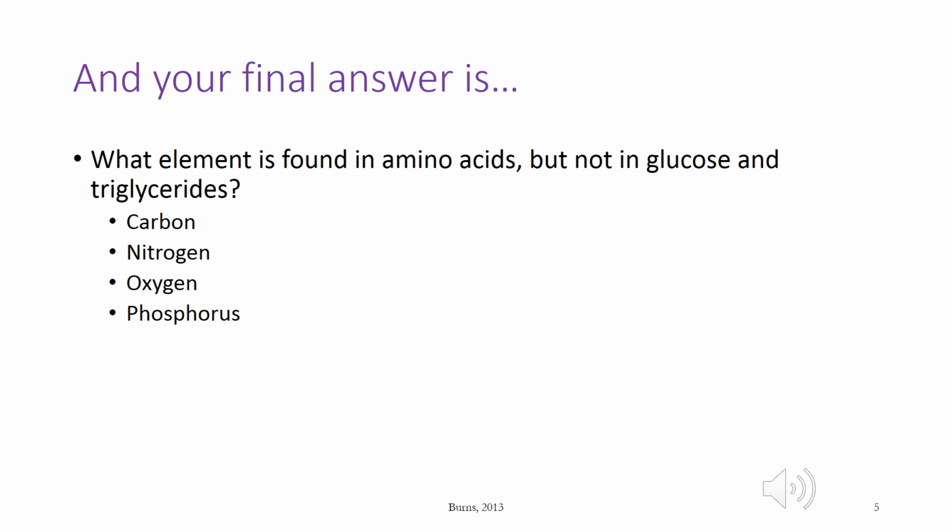What element is found in amino acids but not in glucose and triglycerides? Carbon, nitrogen, oxygen, or phosphorus?